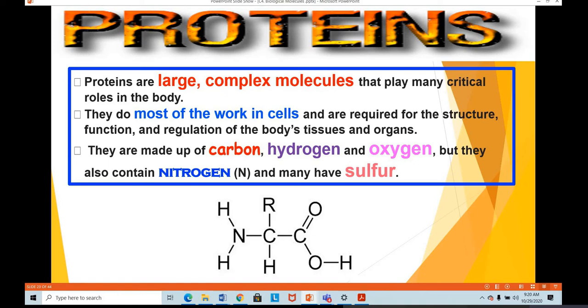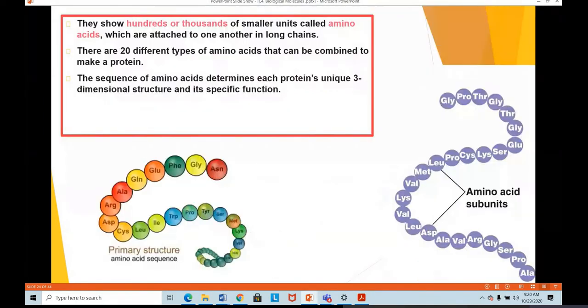And they are made up of carbon, hydrogen and oxygen, exactly like carbohydrates, but they also contain two other elements, which are nitrogen and sulfur. All right, so this is how the structure of a protein molecule looks, as you can see in this picture. Apart from carbon, hydrogen and oxygen, the protein structure also contains nitrogen and sulfur.